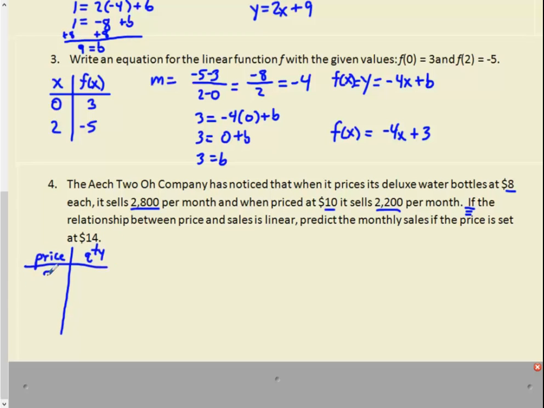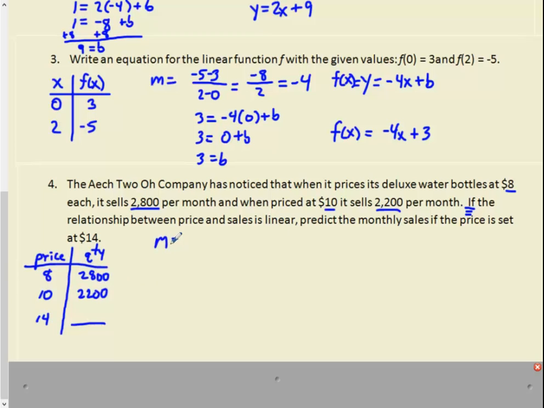We know that when the price is $8, the company sells 2,800 per month. When the price is at $10, sales go down to 2,200 per month. And we want to calculate what happens when the price is $14. So we can use these 2 points, (8, 2,800) and (10, 2,200), to calculate an equation for this line, since we're modeling it as a linear relationship.